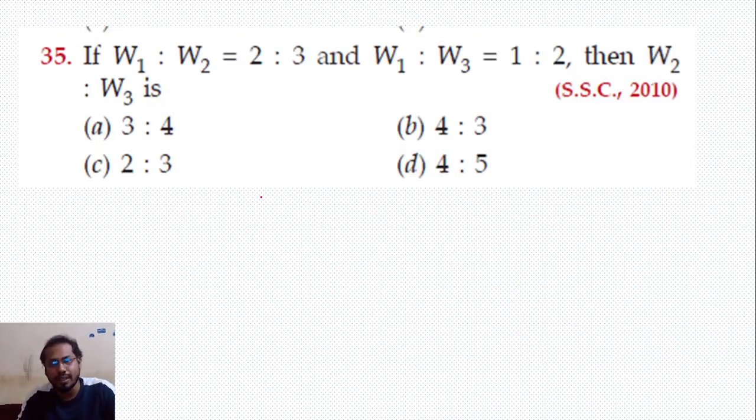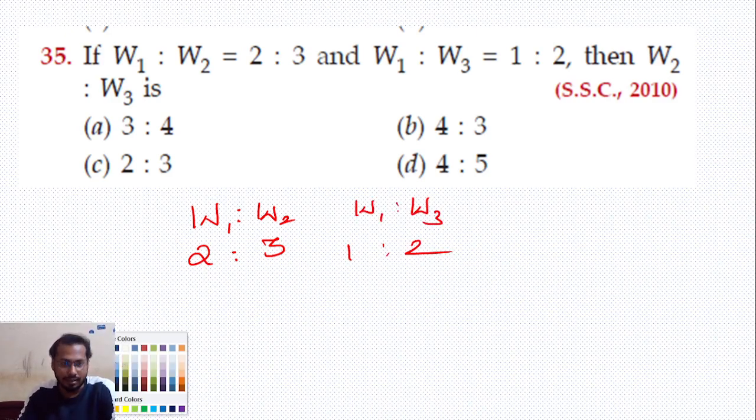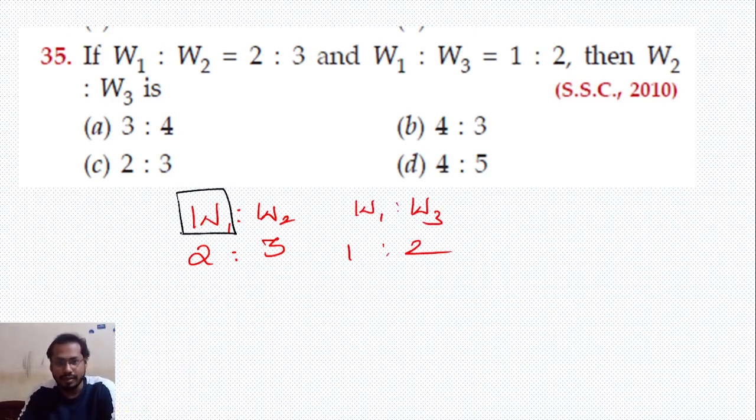W1, W2 is given. W1, W3 is given. W2 and W3. See, listen carefully. W1 is to W2. That is 2 is to 3. Next one is W1 and W3. That is 1 is to 2. Listen carefully, guys. Here the common thing you got is W1. This is here, and for this ratio, common one is here. So write this middle, W1.